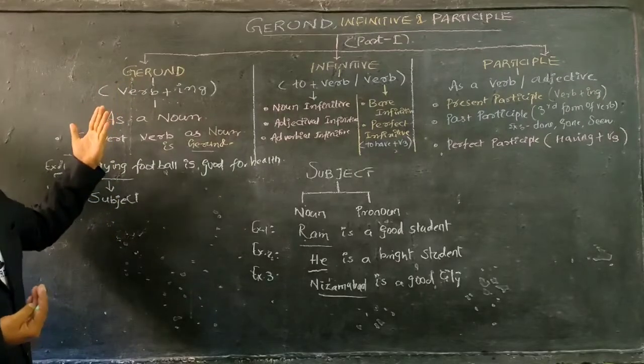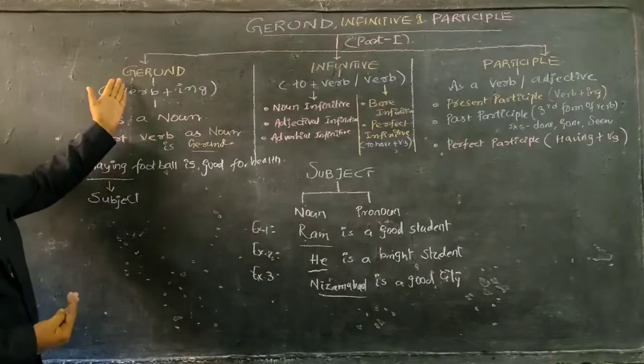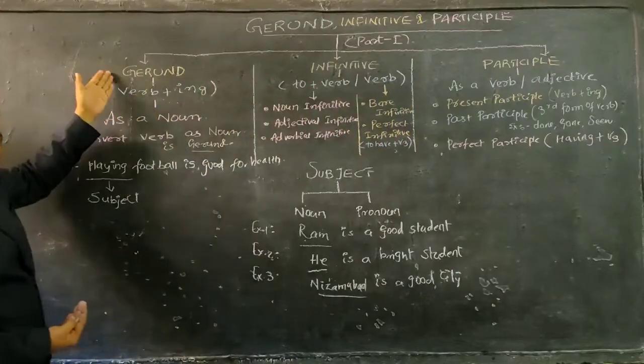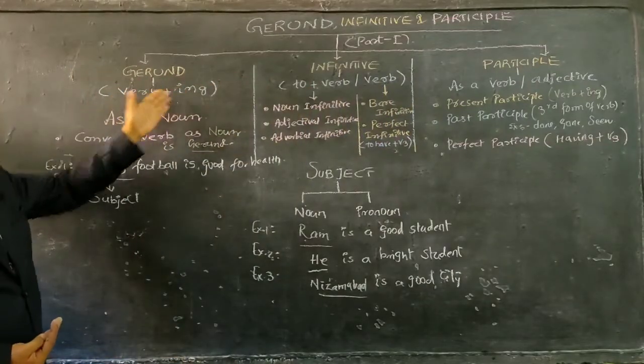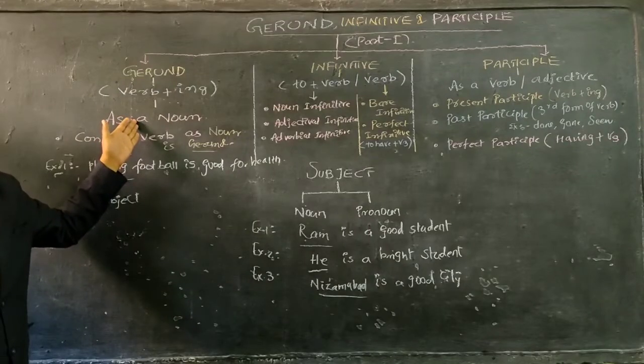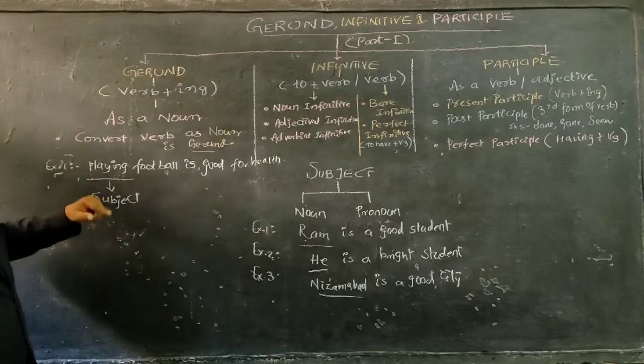Before we go, let us see the definitions properly of gerund, infinitives and participles. Now, what is a gerund? Verb plus ing form. It acts as a noun. Means when verb plus ing form is acting as a noun, then it is called a gerund.